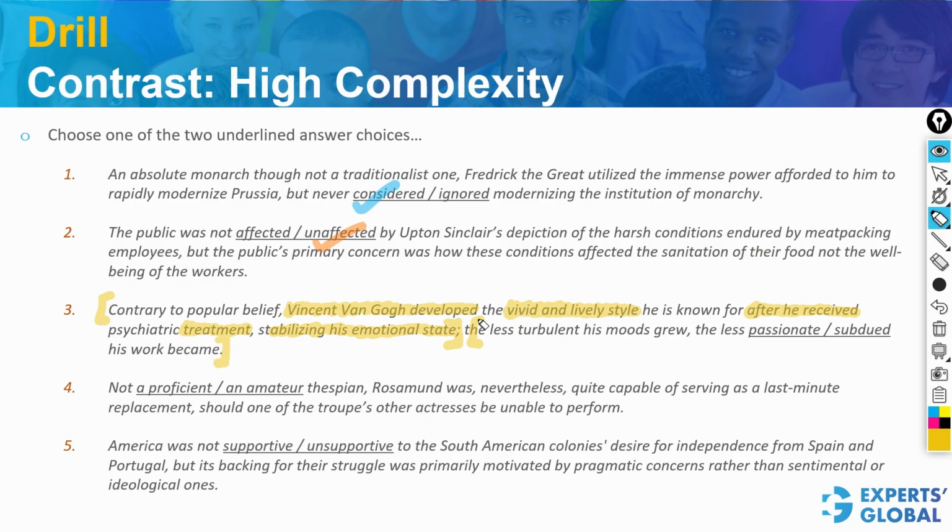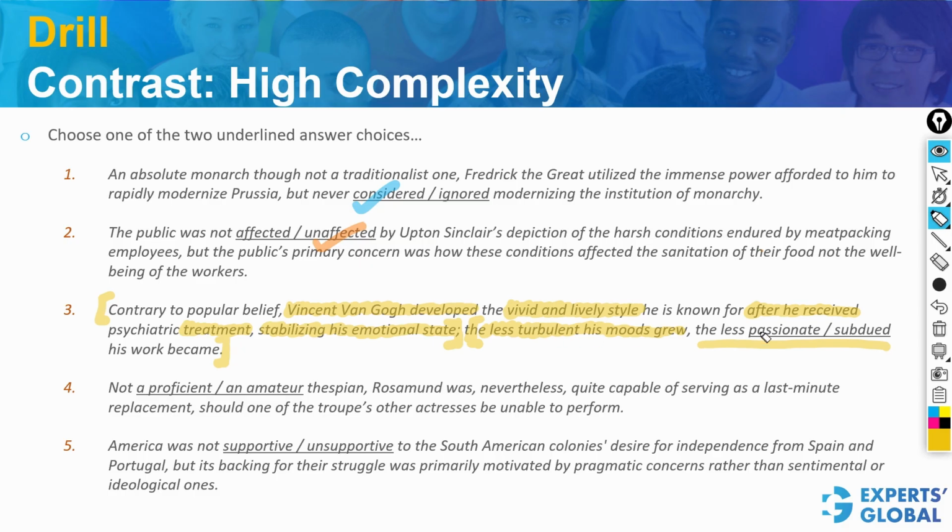Once this part is clear, the second part of the sentence becomes fairly straightforward. The less turbulent his moods grew. Now, after the treatment, his mood stabilized and therefore his moods grew less turbulent and therefore he developed a vivid and lively style. So what follows here needs to suggest a vivid and lively style. So as his moods grew less turbulent, his style must have become passionate.